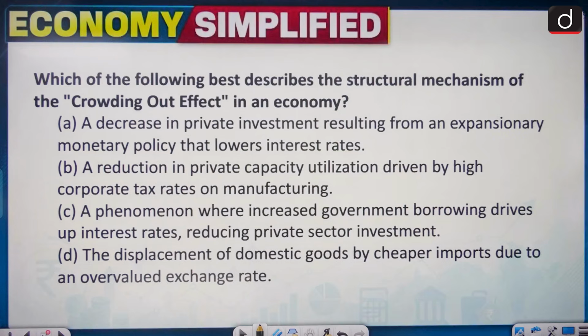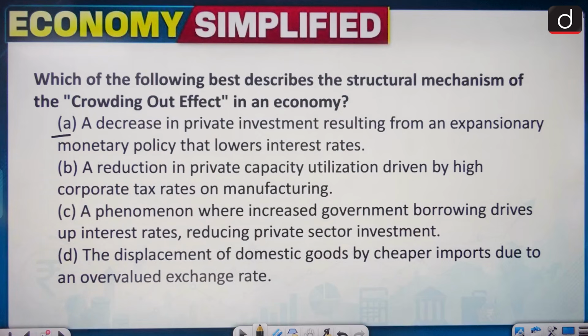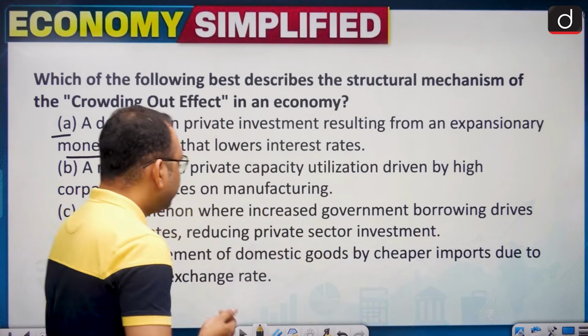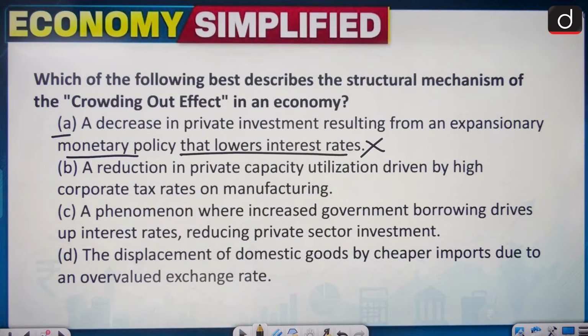The second question is a similar question to understand the concept. Which of the following best describes the structural mechanism of the crowding out effect in an economy? The first statement is a decrease in private investment resulting from expansionary monetary policy. Friends, this statement is wrong because this is about the fiscal policy which has increased the interest rate, whereas this lowers interest rates. This is an incorrect statement.